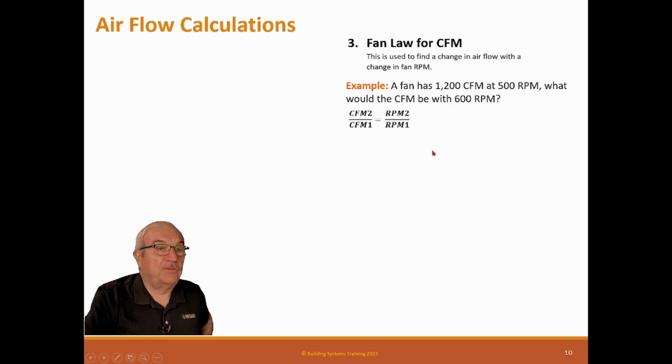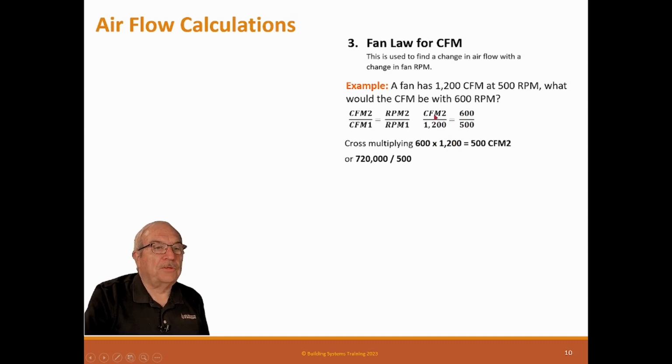So if we want to move that up, we take this equation and input CFM2 divided by 1200, because CFM2 is the one we don't know, 1200 is the one we got, over RPM2, which is 600, the one we want to find out, and 500 is what it is now. So now we know what that is. Now we just simply cross multiply.